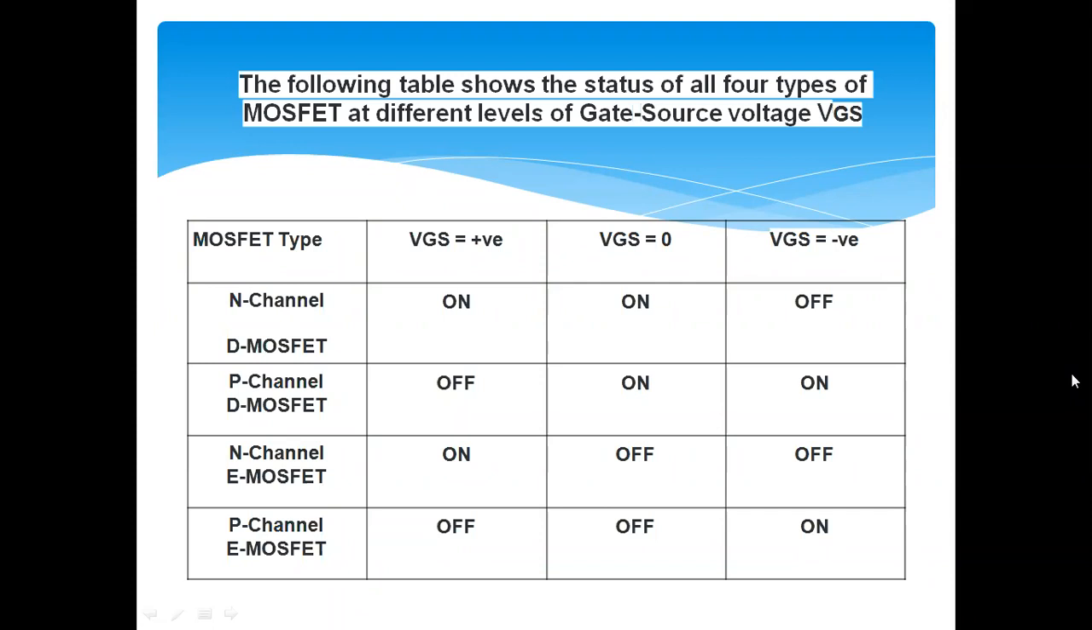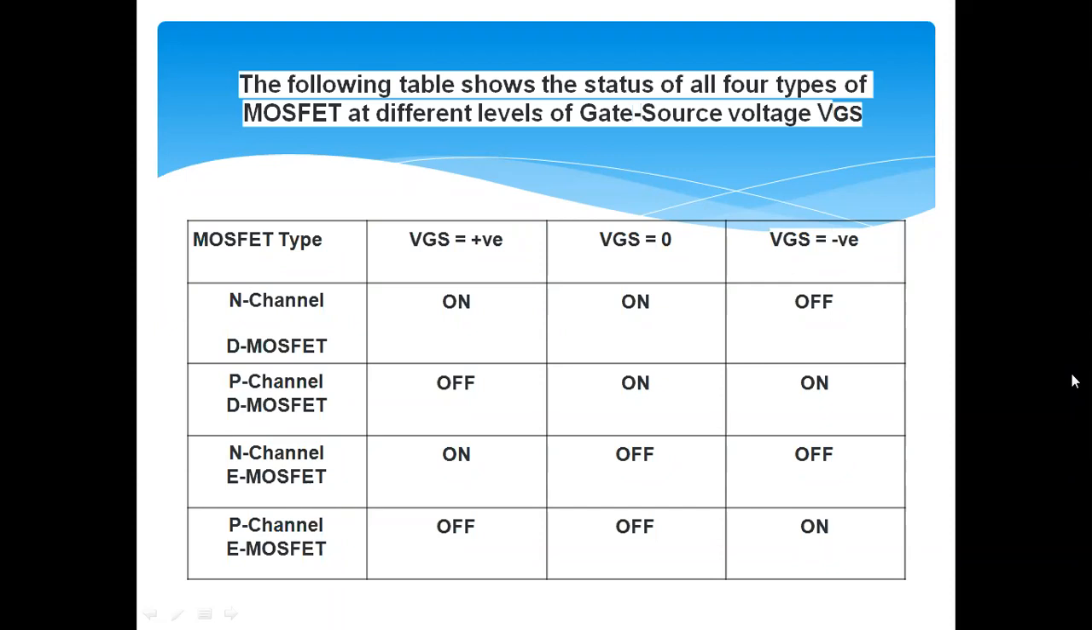Now this is the summary of the different types of MOSFET. We have studied this, but for more clarity, you can just remember this table. It could help summarize the different conditions for the different types of MOSFET. First, you have the N channel D MOSFET. As you know, D stands for depletion MOSFET, and E stands for enhancement type MOSFET. So you should be clear with this notation.